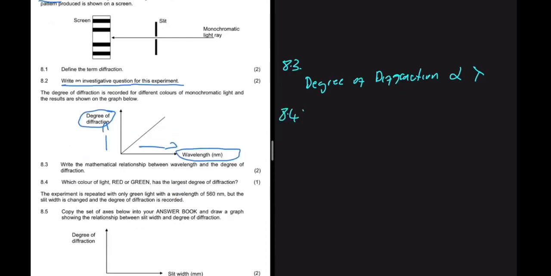8.4 is saying which color of light between red and green has the largest degree of diffraction?